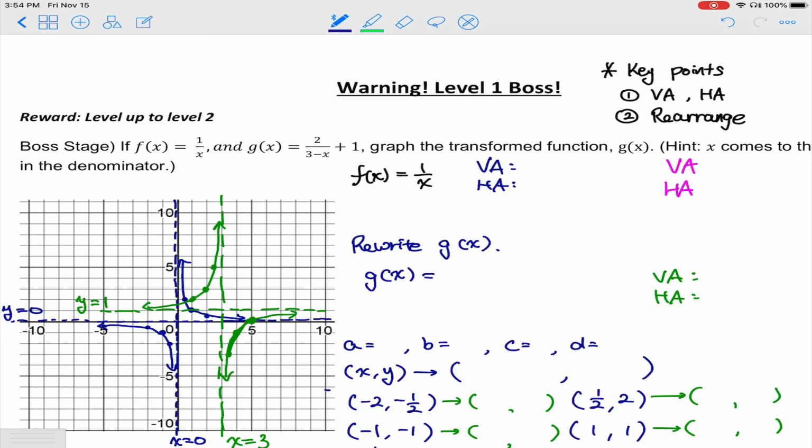Now, when you deal with rational functions, there are a couple of things that you have to be very careful of. The first thing is the vertical asymptote and the horizontal asymptote, and the second thing is you have to rearrange it slightly differently from the other functions. So these two are the things that you have to be very careful of. So let's actually try this.